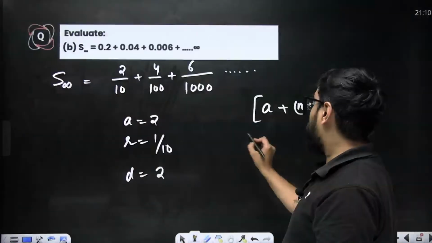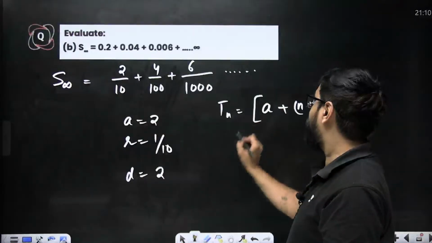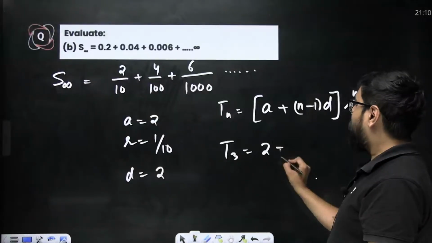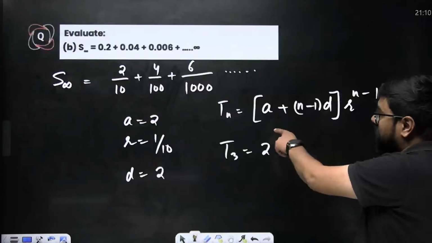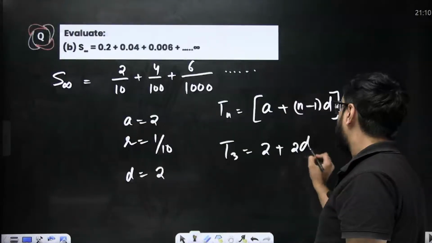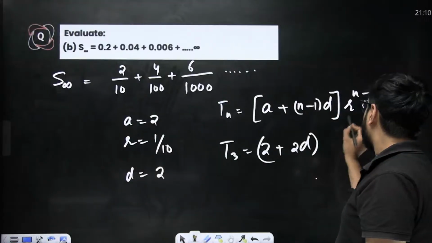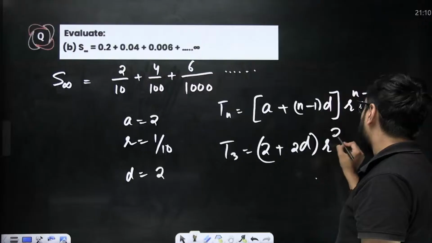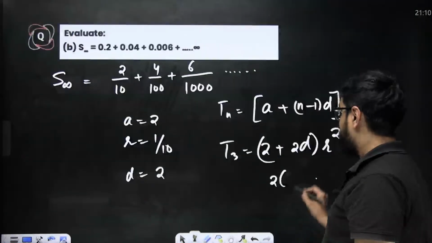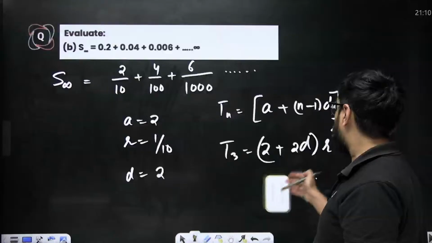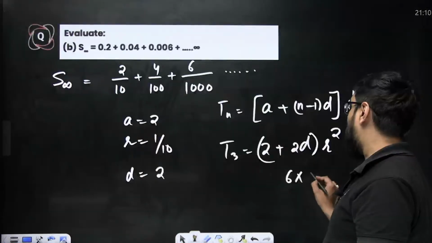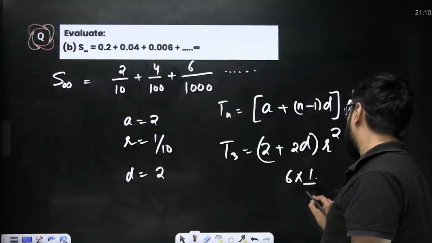Suppose I want to write the third term. Third term will be 2 plus 3 minus 1, that means 2d, multiplied with r to the power 3 minus 1, that means 2. d is 2, so 2 plus 4, that is 6, into r square. That means 6 into 1 by 100.